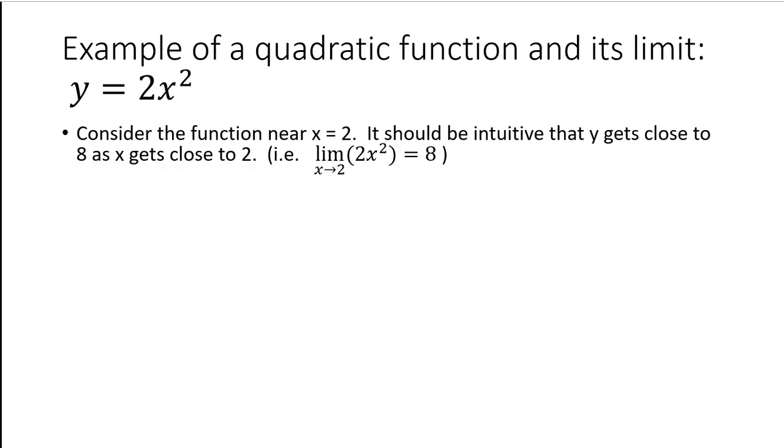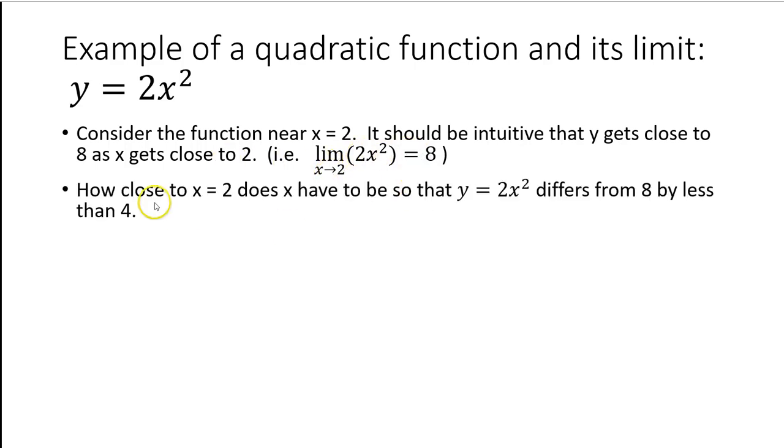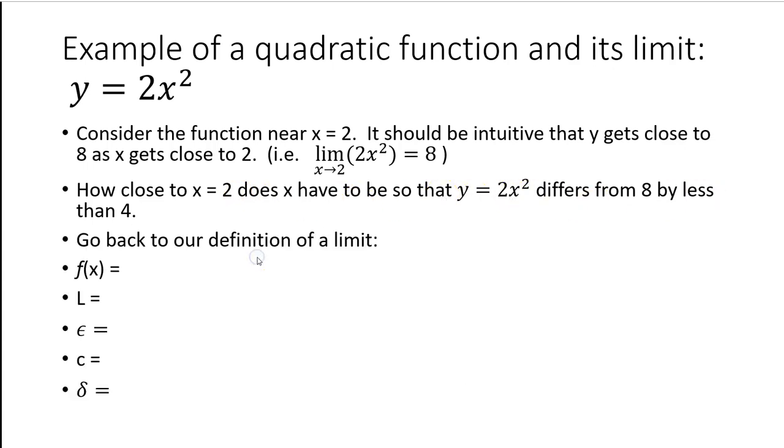Let's do another example, okay? A little bit more complex. Here I have the limit as x goes to 2 of 2x squared equals 8. In other words, how close to x equals 2 does x have to be so that y equals 2x squared differs from 8 by less than 4? Again, working down, our f of x is 2x squared. Our L is 8. Our epsilon is 4. Our c is 2. And we're trying to solve for our delta.